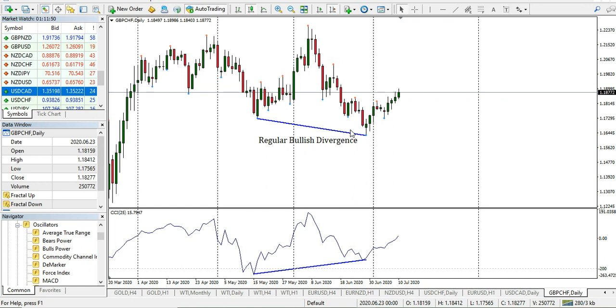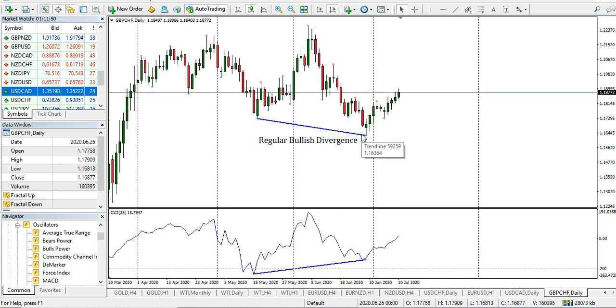So in this example, what we look for when we look for divergence is that price is making lower lows. You can see here that we have moved from one low to a lower low, but on the oscillator and the indicator that we are using, when we compare these two points, it is moving from a low to a higher low, but price is moving from a low to a lower low.